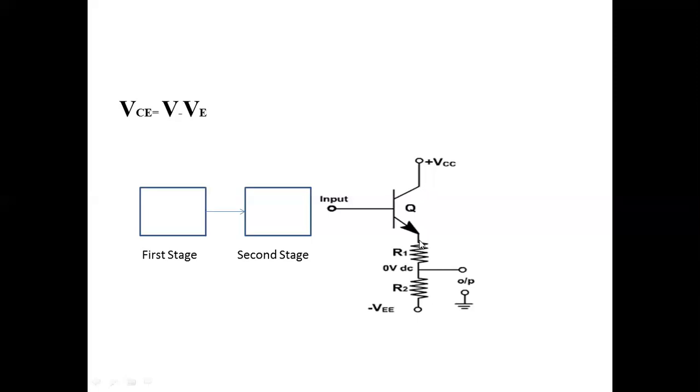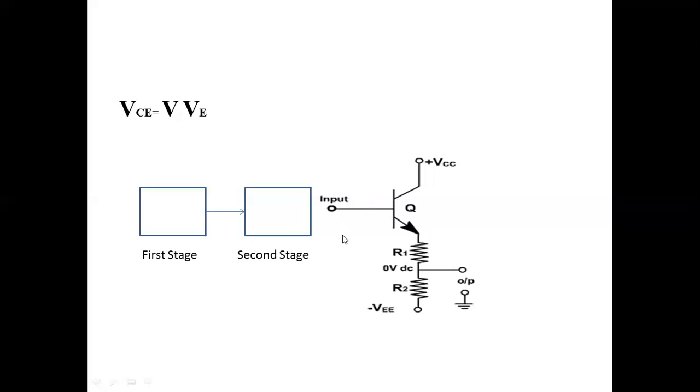Now what happens due to this? We know that in the DC analysis we will require the Q point, and in the Q point we are calculating the collector to emitter voltage, that is nothing but VCEQ. How are we calculating it? VCE is equal to VC minus VE. That is nothing but the voltage drop from the collector to the emitter.